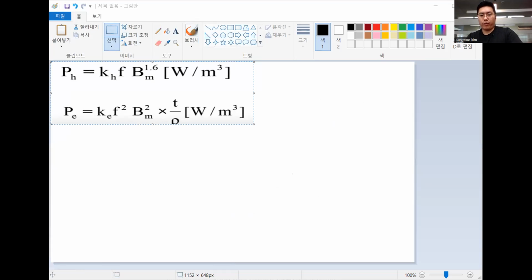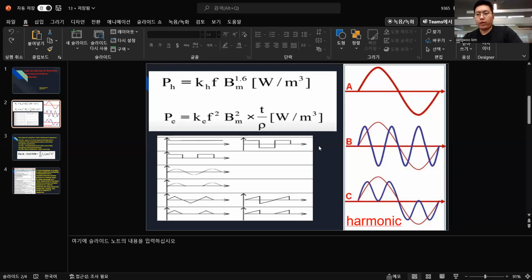What I want to say is, in the past, our load was totally pure RLC, for example, an incandescent light. But nowadays we use LEDs or inverters, like semiconductors, which make a lot of harmonics. Look at this about the harmonics.